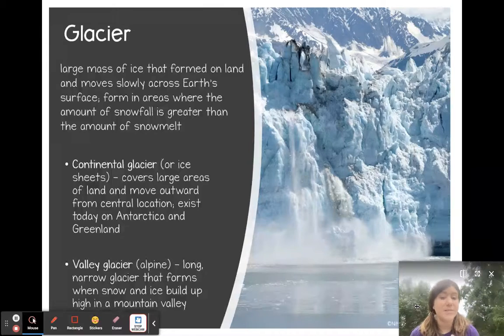But we've got lots of smaller valley glaciers that change size seasonally. So these are the glaciers that will form up in the mountain valleys in the winter. They'll grow really big, and in the summer they'll retreat up the mountain a little bit. Both of these can cause erosion over time.